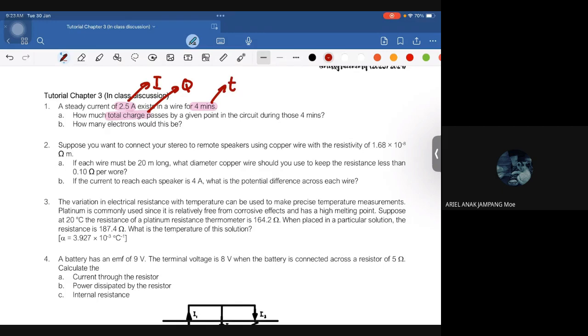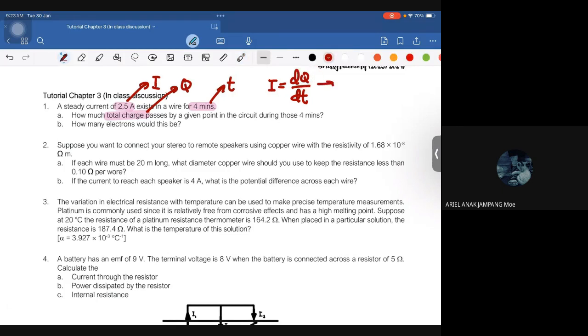So for the total charge, kalau kamu refer kamu punya formula sheet, it will be I equals dq over dt. So we are looking for Q. So kamu rearrange dia jadi Q equal to IT lah. So yang dq over dt ni, kamu boleh terus directly write as I equal to Q over T lah. Okay, dq over dt ni basically the rate of charge lah. Okay, so Q equal to IT.